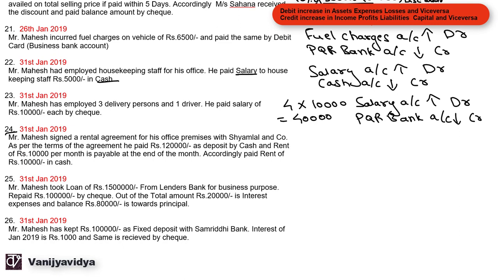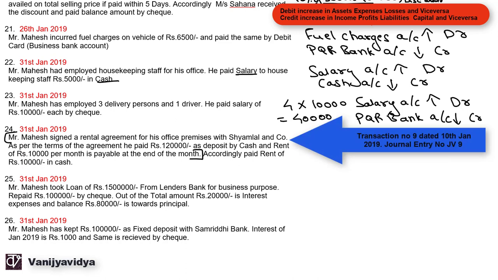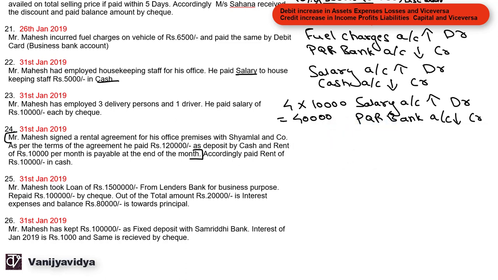So this is an earlier transaction wherein we have already seen that he has taken office premises on rental basis and he has paid 1,20,000 as deposit by cash. Now we have to pay the rent. Since it's the end of the month, as per the terms of agreement, we have to pay the rent. So only this transaction we have to record in the books of account. This 1,20,000 is already recorded previously.